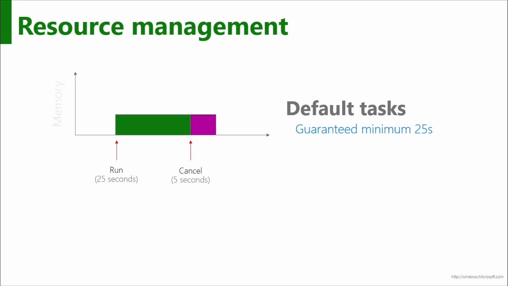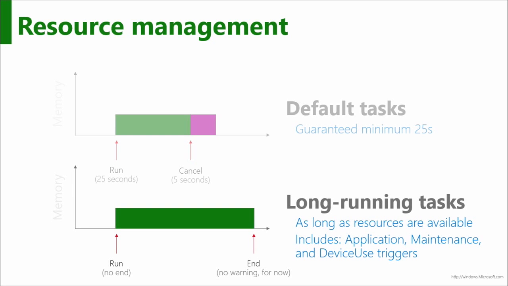Yeah. All right, so let's talk about resource management as a whole. We have quite a bit here, so I'm going to talk fast. So I have the canceled event that runs. So this is a normal default task, right? These are the ones that have that 25 plus 5. And then we have long-running tasks like application triggers and maintenance triggers where they go and go and go, but they don't have a warning at the end. And so this is worth pointing out that this is not the way it will be soon, right? This is the way it is now. We're going to have some sort of canceled or revoked event as well to give a little notice.